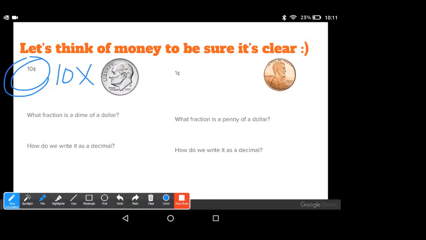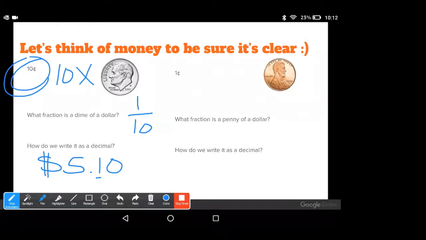So what fraction of a dollar is a dime? If I have 1 dime, what fraction of a dollar do I have? I need 10 total, and I have 1. So if I have a dime, I have a 10th of a dollar. And then how do we write a dime as a decimal? Money was something you learned a while back. Let's say I had $5.10. I would write that as $5.10. Money is decimal. That's exactly what money is.